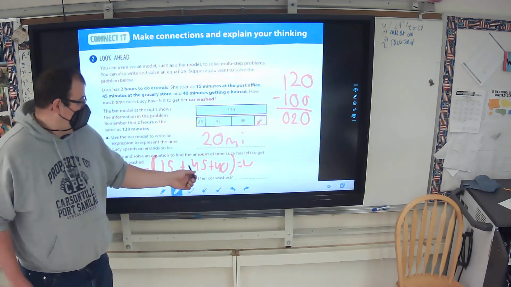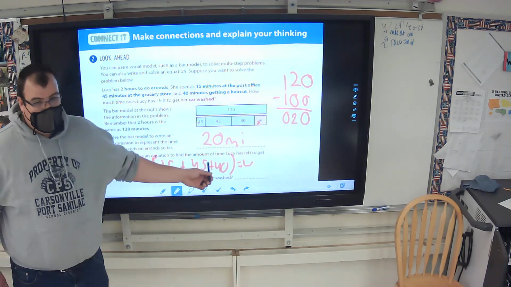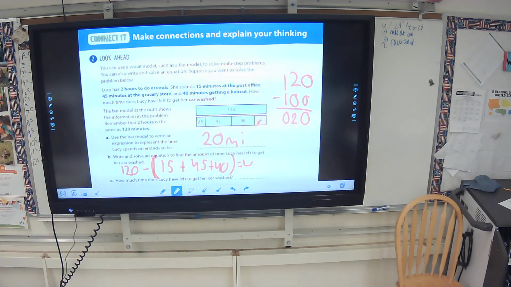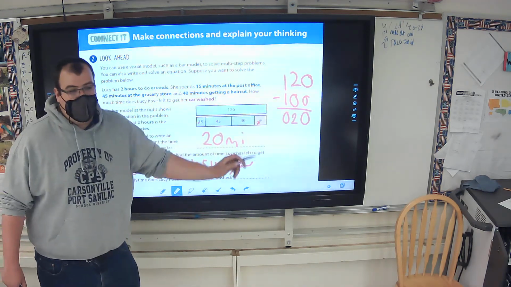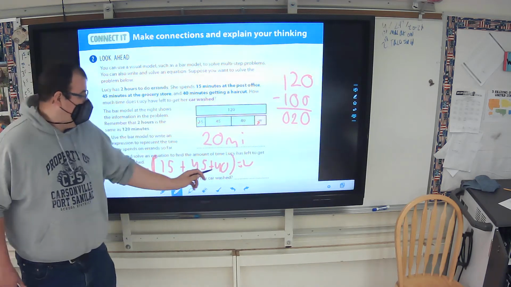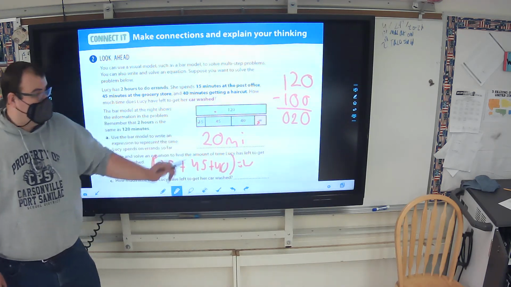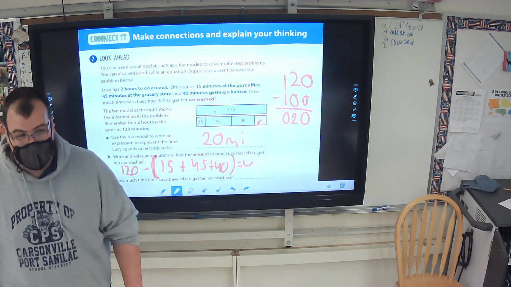Can I know that the answer to this addition problem is going to be smaller than 120, right? Yeah. How do I know that? Nolan? Because the bar model doesn't fill up all the way. The bar model doesn't fill up all the way, right? 15, 45, and 40 is not past 120. So since I know that these three do not add up higher than 120, I know I have to put the 120 first. Does that make sense?